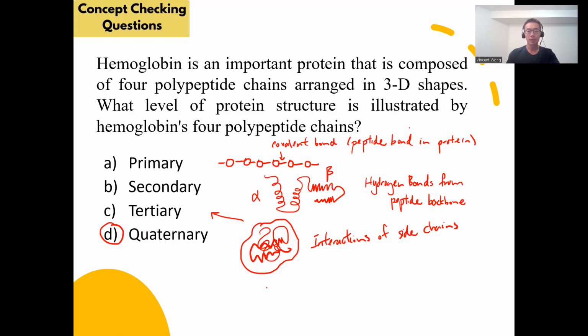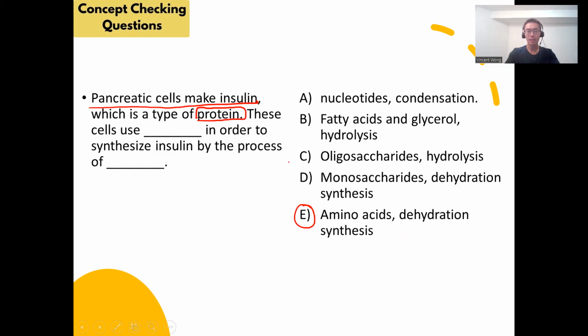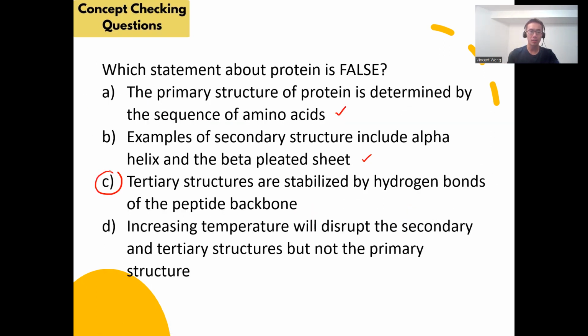Let's see what we wrote, right? Tertiary structure is stabilized by interactions of the side chain, not the backbone. The backbone stuff is for secondary structure, right? So that is the incorrect one. The last one says increasing temperature will disrupt the secondary and tertiary structure, but not the primary structure. That is true. The secondary, tertiary, and quaternary structures are quite weak. They are just hydrogen bonds mostly, and weak interactions. And so when you heat up the temperature, those things will unravel.